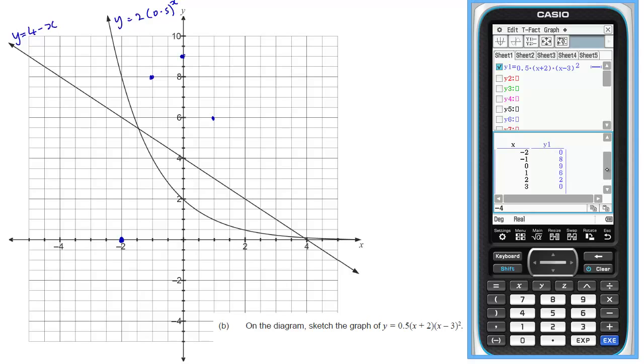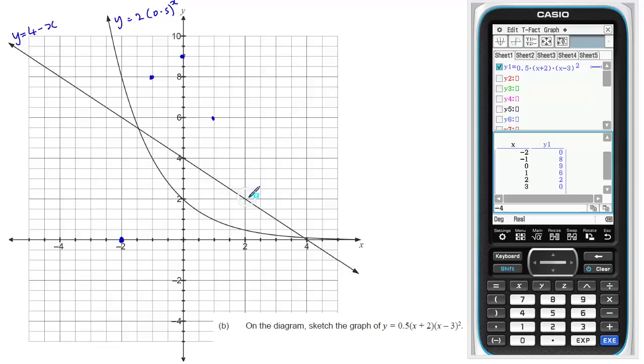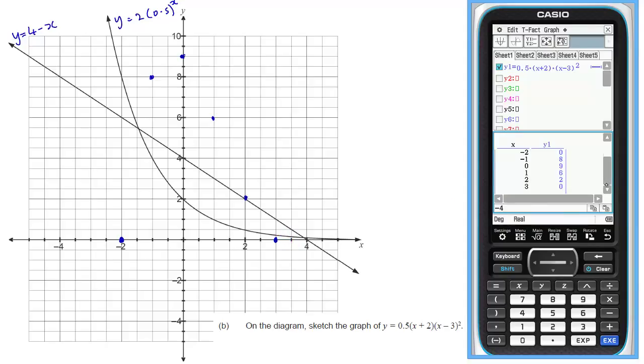Let's just move this table down a bit. So we've got 2, 2. It's just there. And 3, 0. And then 4, 3.